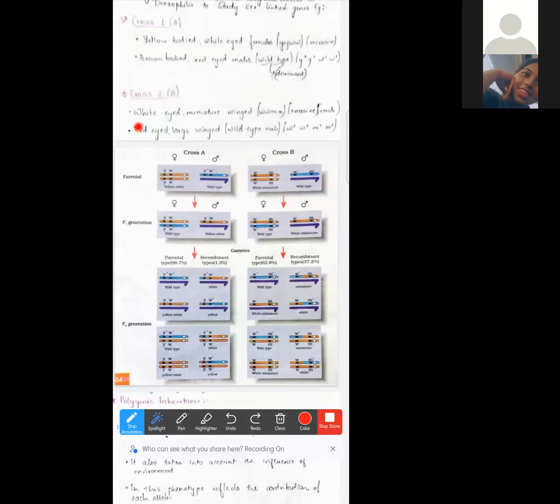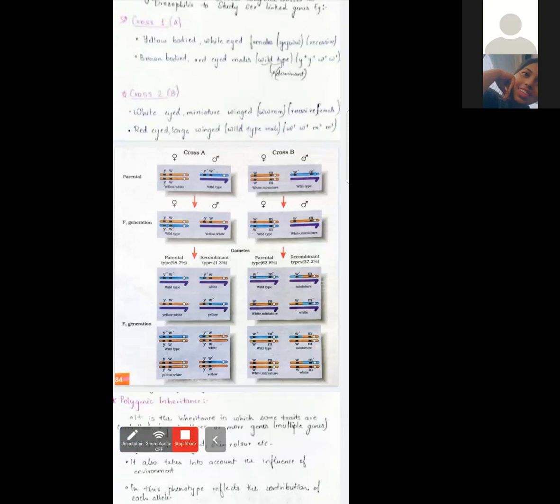In case of cross 2, he took white-eyed miniature wing. Miniature means small winged. Its genotype is WWMM. This is a recessive female. And in case of male, he took wild type, that is dominant, red-eyed and large wing. Its genotype will be W plus, W plus, M plus, M plus.